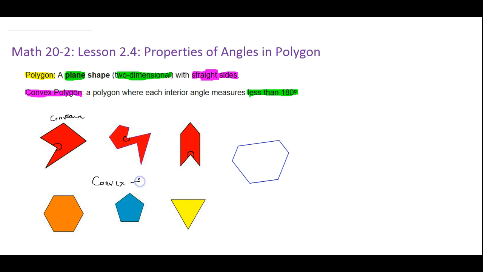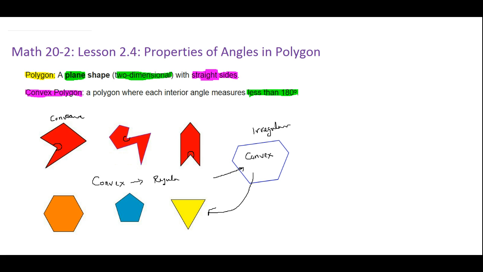Now, these are also called regular, and we're going to talk about regular polygons, but this polygon here is convex, but notice that it's not quite the same as these ones. This is an irregular convex polygon. So there's two things that we're looking at.